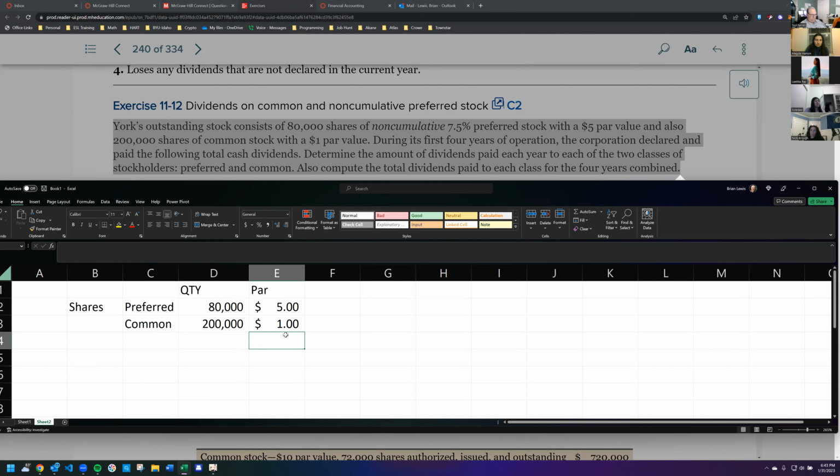During its first 4 years of operation, the corporation declared and paid the following total cash dividends. Determine the amount of dividends paid each year to each of the two classes of stockholders, preferred and common. Okay, so this is 7.5%.